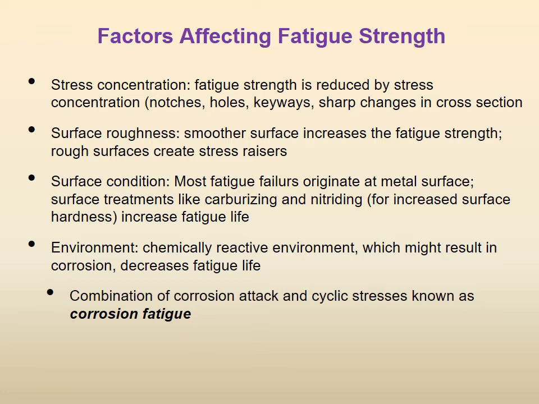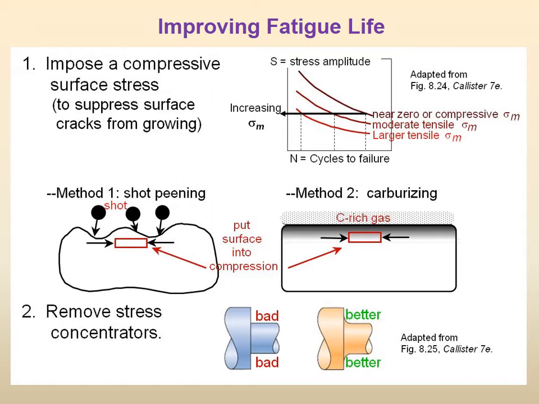We talked about how to improve the fatigue life. One method was to impose a compressive stress, because compressive stresses close down the crack. One practical method in that is shot peening. One of course is improving the surface roughness of the material by carburizing, nitriding and so on. The other is during the design, by removing stress concentration factors, by not having sharp corners but having fillets and radiuses and so on.